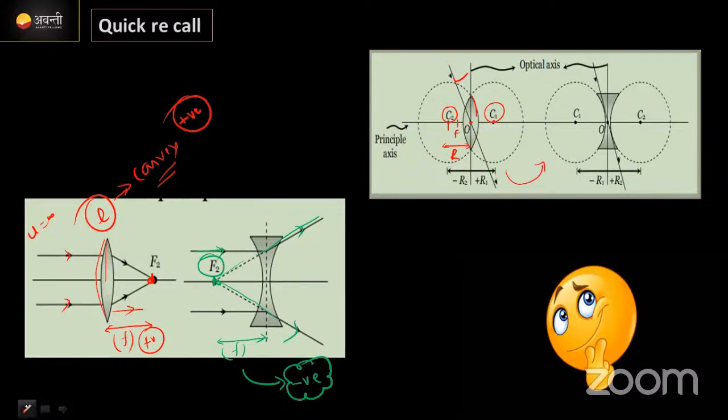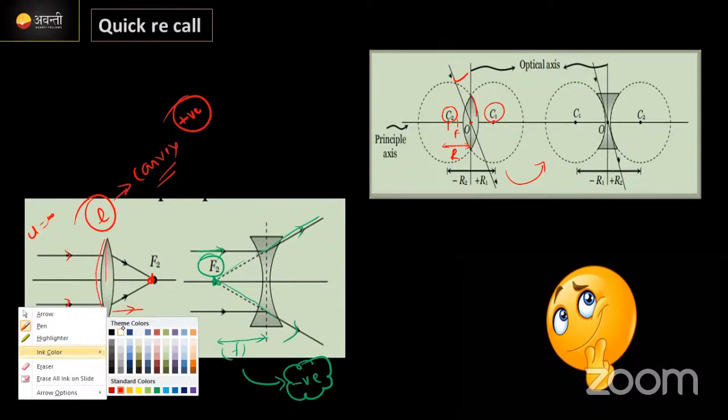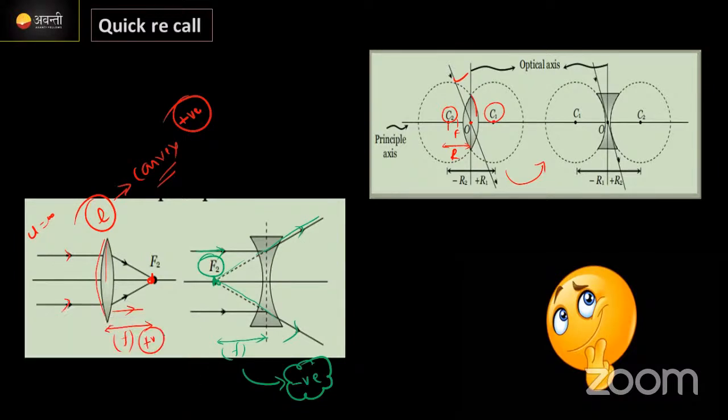Correct now? Coming to the sign convention, there is no change in the sign convention. All the distances we are measuring from the optic center O only. Second most important point is that distances in the direction of incident light we take as positive. In the direction opposite to the light we take negative. Cool, right?